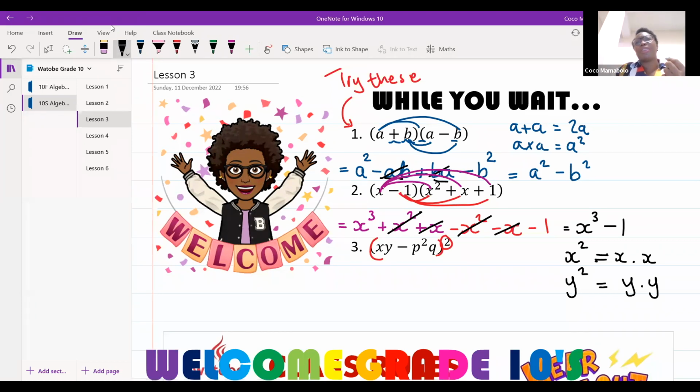So what I'm going to do is I'm going to take my bracket and write xy minus p squared q multiplied by, what am I multiplying it by? By xy minus p squared q. That's it. Do you see how this works? It works just like normal mathematics. We're just going to do an expansion of the whole bracket.